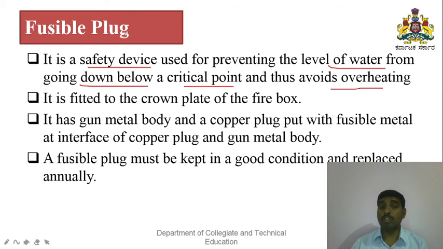It is continuously monitoring the water level in the furnace to avoid overheating with a low quantity of water. So this is one function of a fusible plug. It is fitted to the crown plate of the firebox. So upon the firebox, the crown shape is there, and there the fusible plugs are mounted.